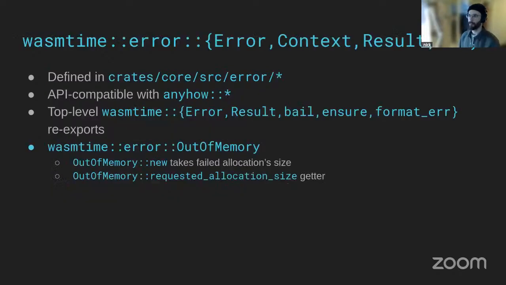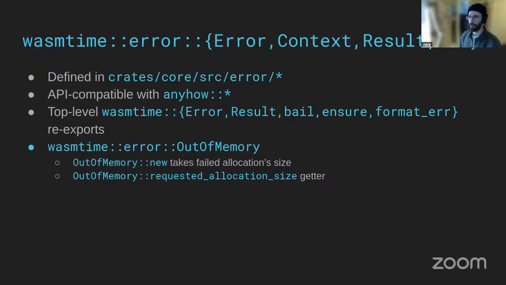So to talk a little bit about the error infrastructure. This is the Wasmtime error submodule, which provides basically an identical API to Anyhow. And then a bunch of that stuff is also re-exported at the top level of Wasmtime just because you use it so much, like error, result, etc.